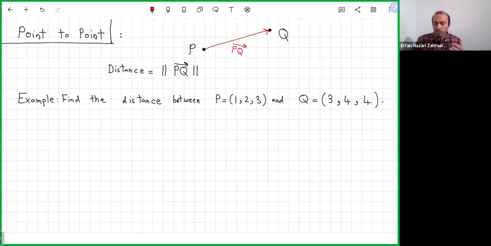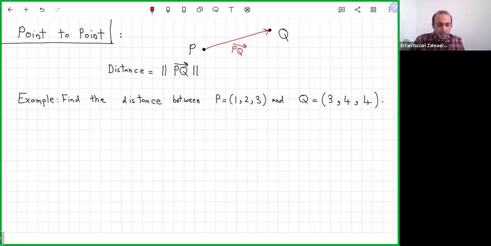So I'll explain things in R3, and I do examples in R3, but basically you can apply the same computations to Rn in general. Okay, then let's talk about different distances.